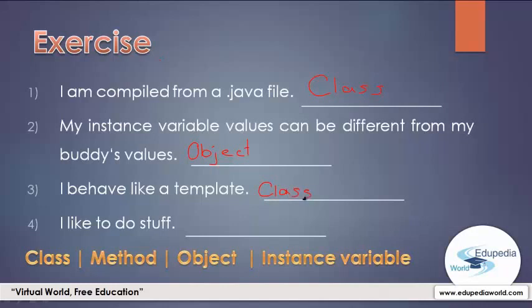The next question, I like to do stuff. In a class we define instance variables and methods, and for methods we say they are the things that objects do. So this statement is talking about method, or else we can say it is also talking about object.